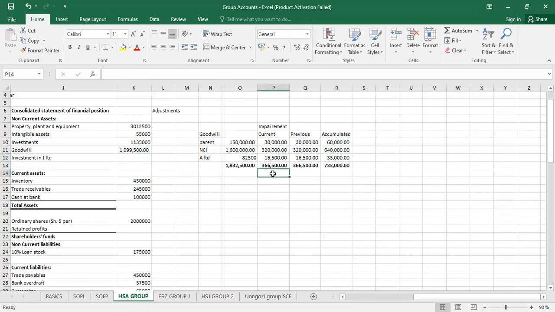Then remember this current one will go to the statement of PL. This one we are learning, that's why we are saying it that way. Then this one here will be a debit entry, isn't it? So it will go in as impairment to the statement of profit and loss. Then this one will also go as impairment to retained earnings.